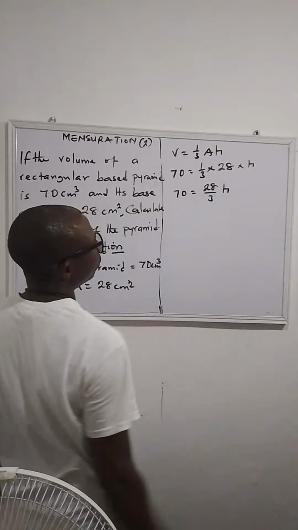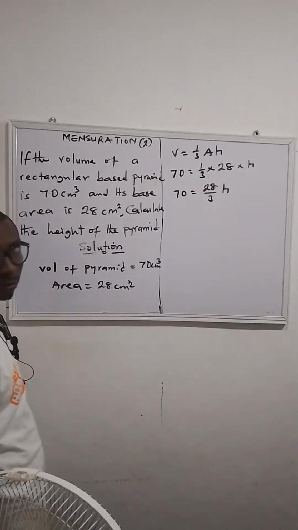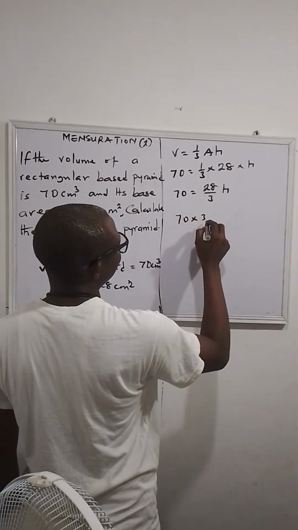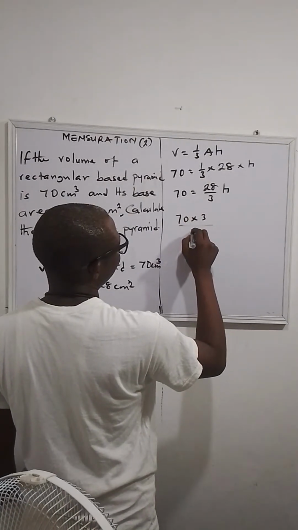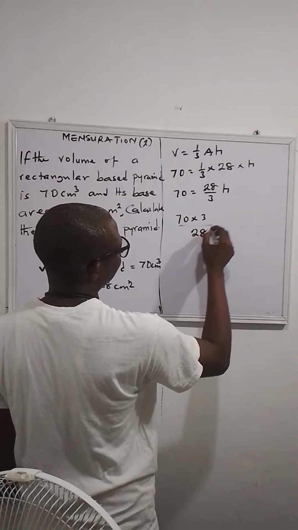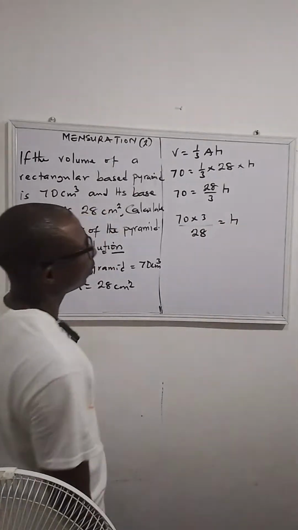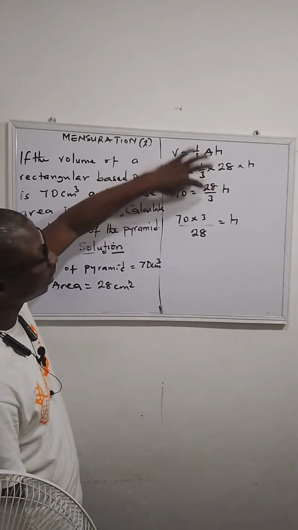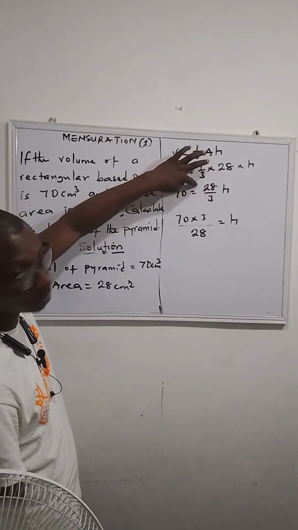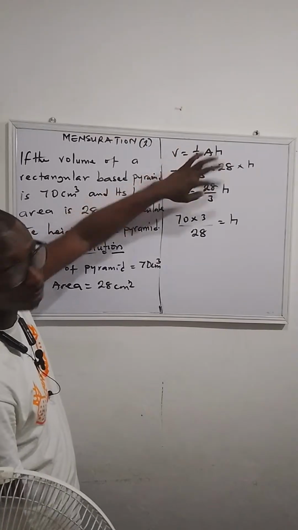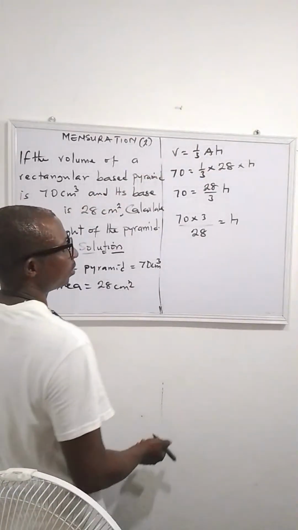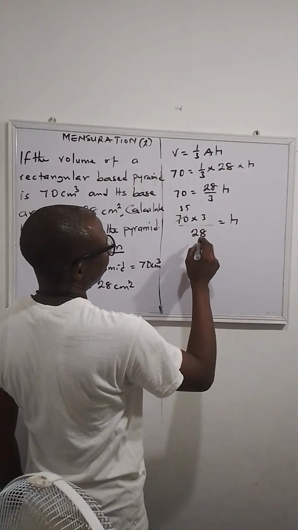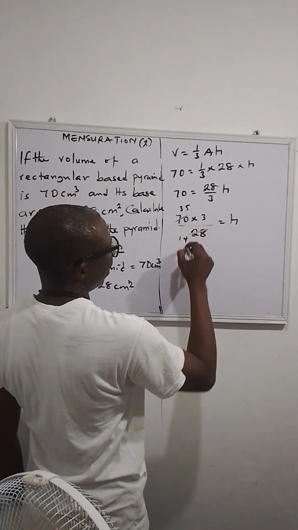28/3 h. Here you can divide both sides by the coefficient of h. So that is going to give you 70 times 3/28 equals h. You get that? Once you divide both sides by a fraction, once it comes to the other side, the denominator turns to numerator, while numerator to denominator. Now can we break this one down? 2 goes here is 35, and 2 goes here is 14, right?